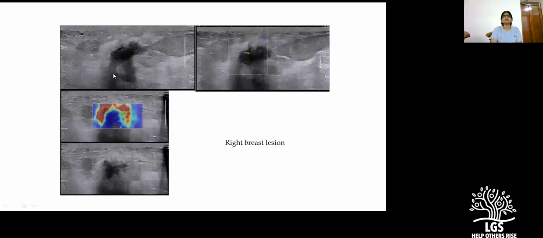So this is how the palpable lesion looked on ultrasound. There's an irregular hypoechoic lesion with some bit of posterior shadowing, and there is a twig of blood supply that you see within this lesion. And on elastography, it is quite a hard lesion, which means it is suspicious for a malignancy.